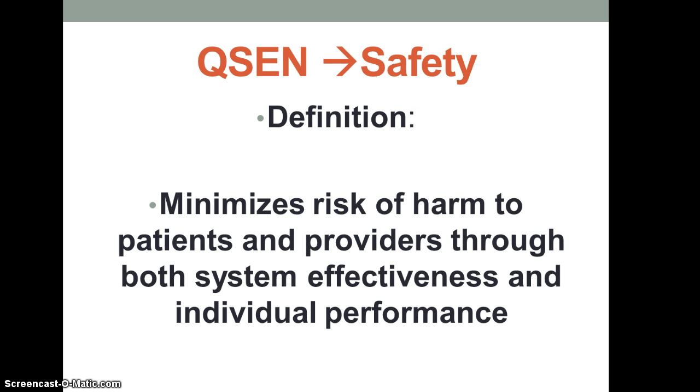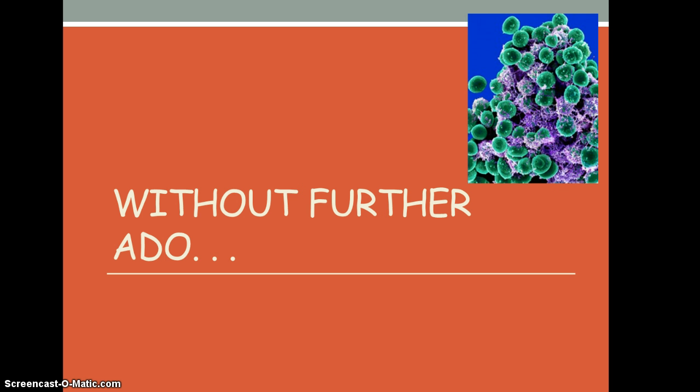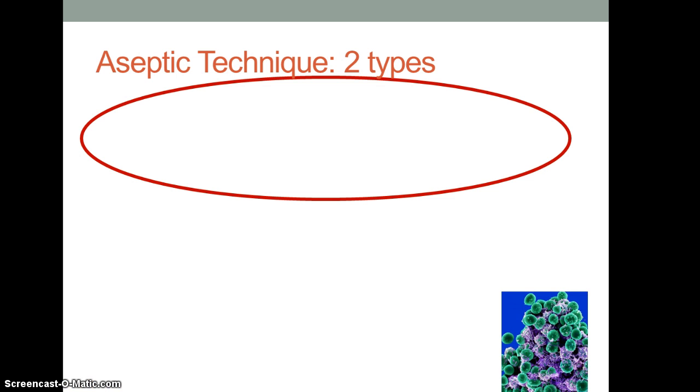QSEN safety, because this is going to be a major focus of this lab. The definition is minimizing harm to patients and providers. So it's not just the patients, it's you too. And we need to look at this through system effectiveness and individual performance. So yes, we need to teach you the correct way to do things, but we also need to give you those tools. That's what system effectiveness is all about: how do we make it so you can do your job and do it well and accurately. So without further ado, let's get into the nuts and bolts of this lab.